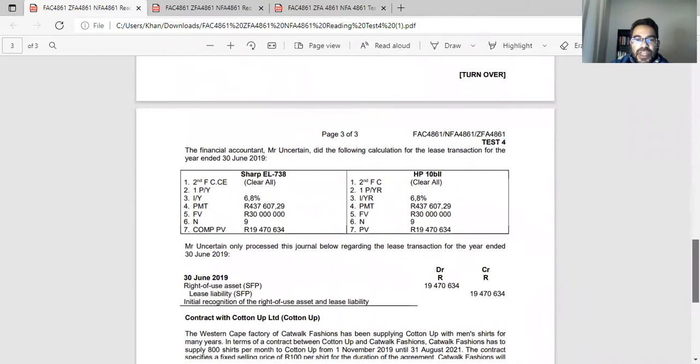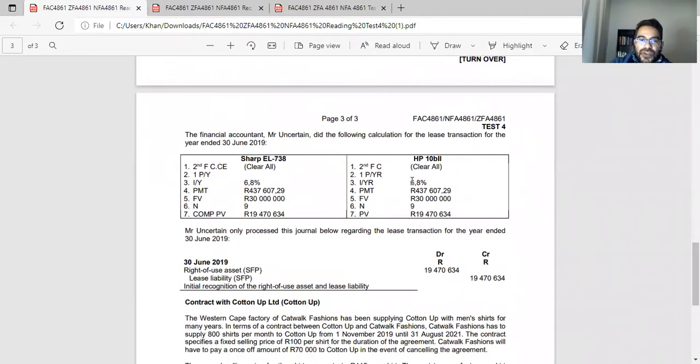Okay, so let's have a look at the calculation. He used 6.8%. But what should he have used? He should have used 7.75. His payment is 437, which is correct. The future value is not correct. The future value should have been reduced by the 28 million. So he correctly included 30 million, but he incorrectly excluded the 28 million. So the future value should have been 2 million, which is 30 million minus 28.